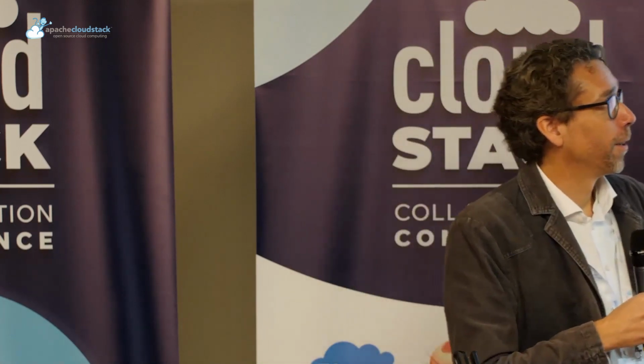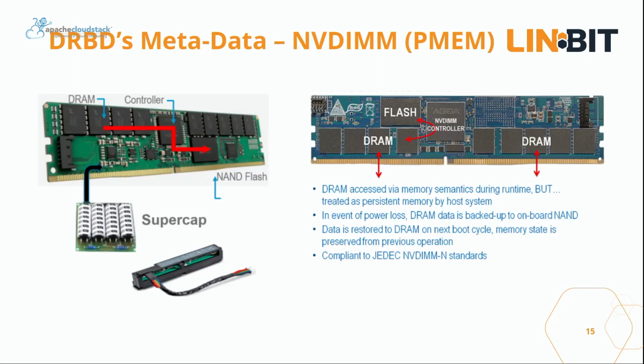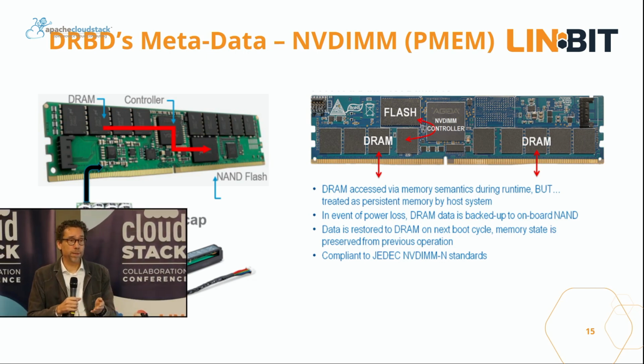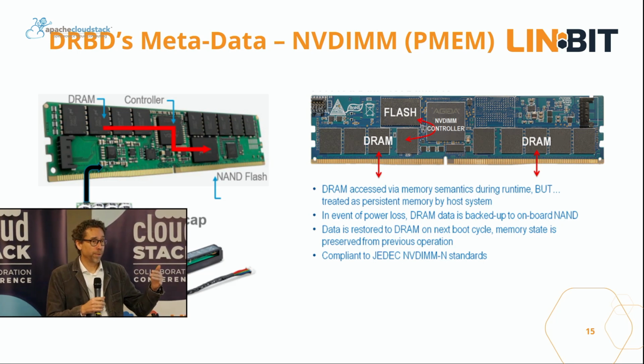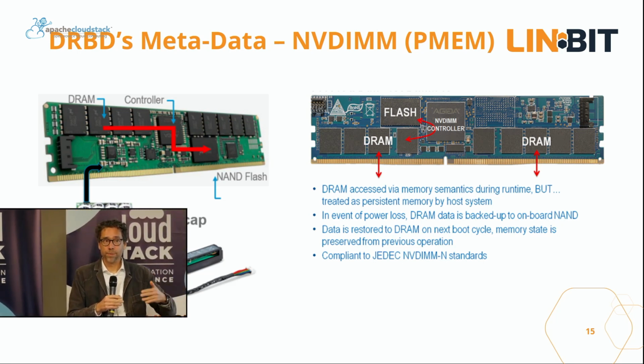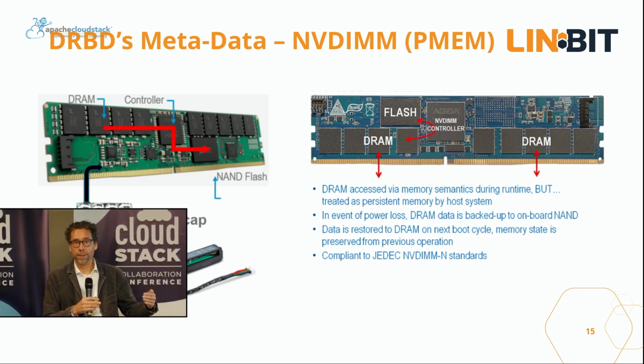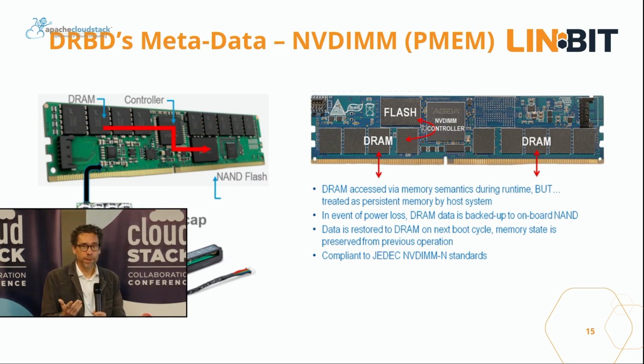When you power on the server again, it restores the content of the DRAM from the flash. But as long as the server runs, it is as fast as DRAM. There is no difference in speed, right? So there are different vendors offering this. And this makes a lot of sense if you have your servers with, I don't know, 16 slots for DIMMs or even more. It makes sense to add one of these NVDIMMs just to put the DRBD metadata there.